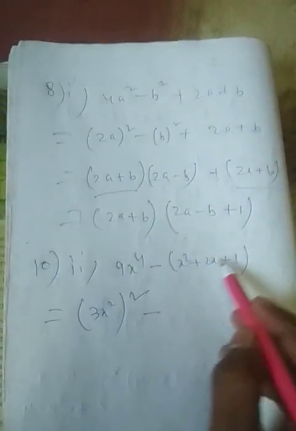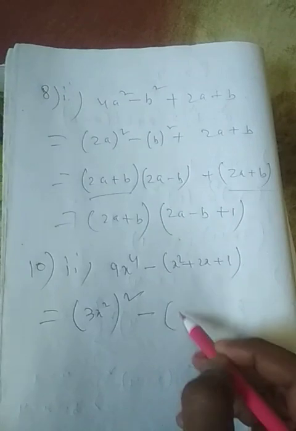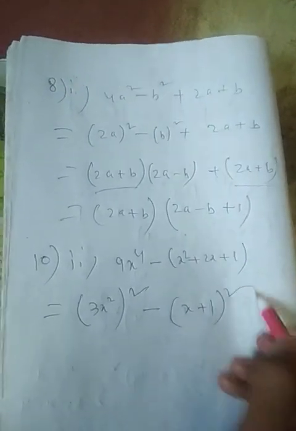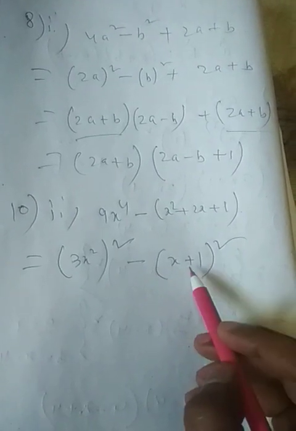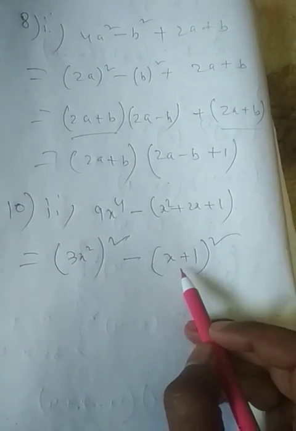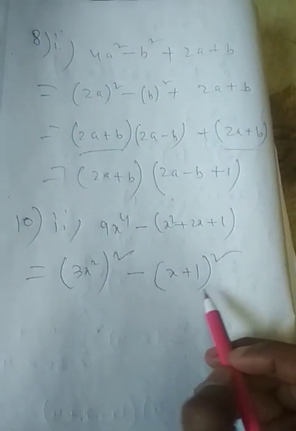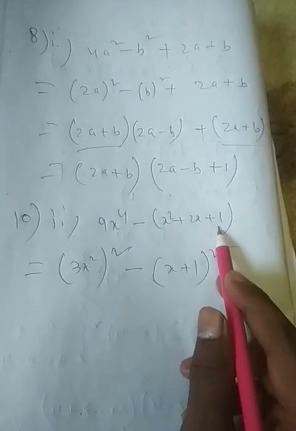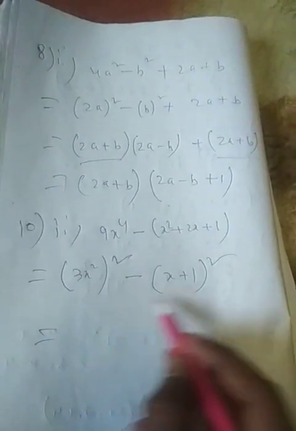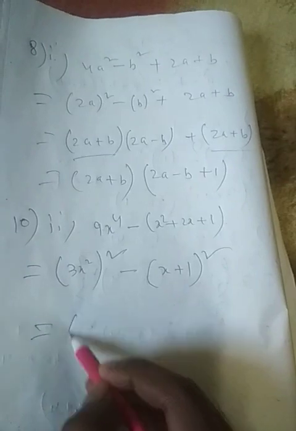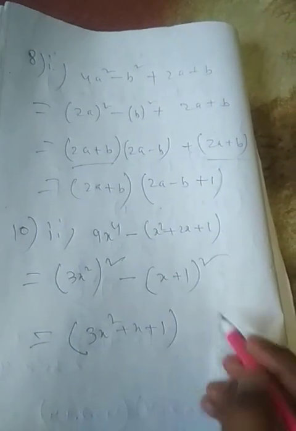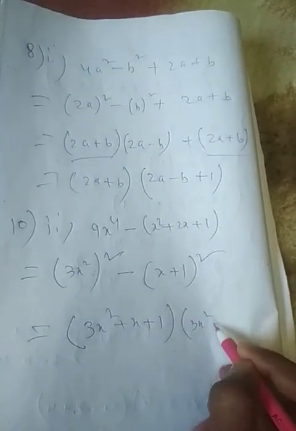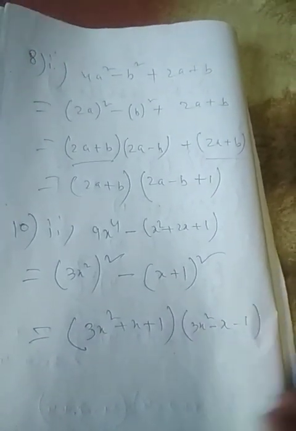And here it is clear, the formula is a plus b whole square, because x plus 1 whole square equal to x square plus 2ab, that means 2x, plus b square means 1 square, that means 1. So here again we got the formula a square minus b square. So a plus b into a minus b. That is the answer.